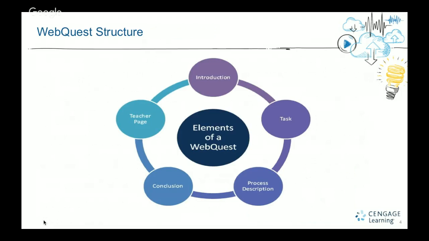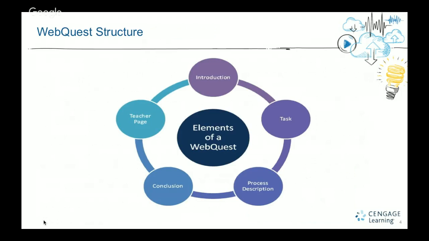A WebQuest has an introduction, of course. It has a task. It has a process description. It has a conclusion, and then you use it in a teacher page. What I was telling you, it can be a Word, it can be an Excel, a PowerPoint document, it can be a web page, whatever you want to use in your teacher page.